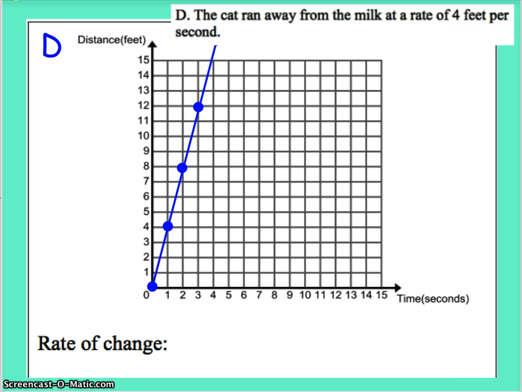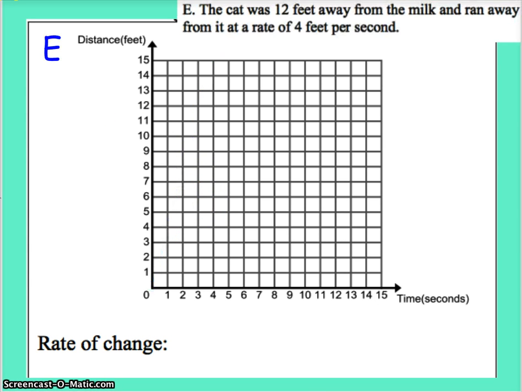And the rate of change, when I move 1 over on the graph, I had to rise up 4. So my rate of change in this case is 4. And then this last situation here, the cat starts 12 feet away. So we're going to start here on the graph, and then he moves at 4 feet per second. So I'm going to go 1 over, 1, 2, 3. I'm off the graph, but that's where it should be, right there at 16. So the graph would look like this. And the rate of change is the same, 4.